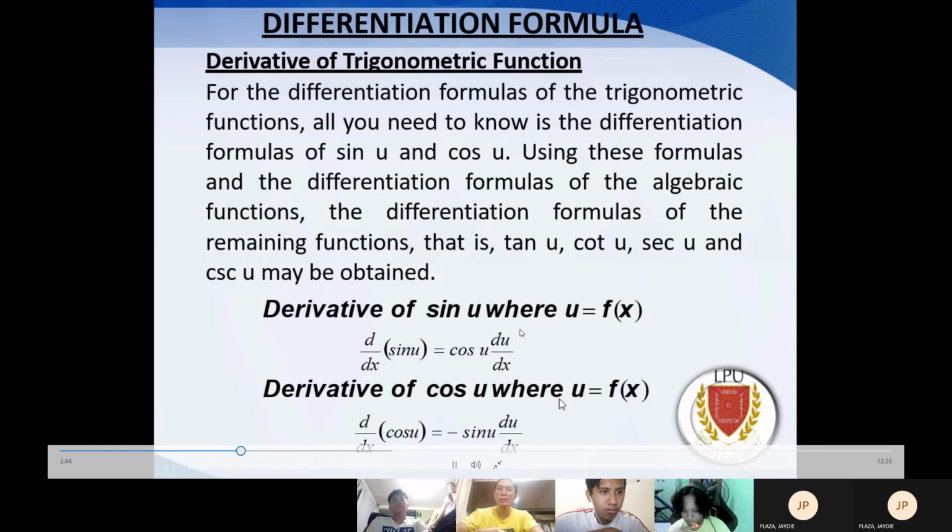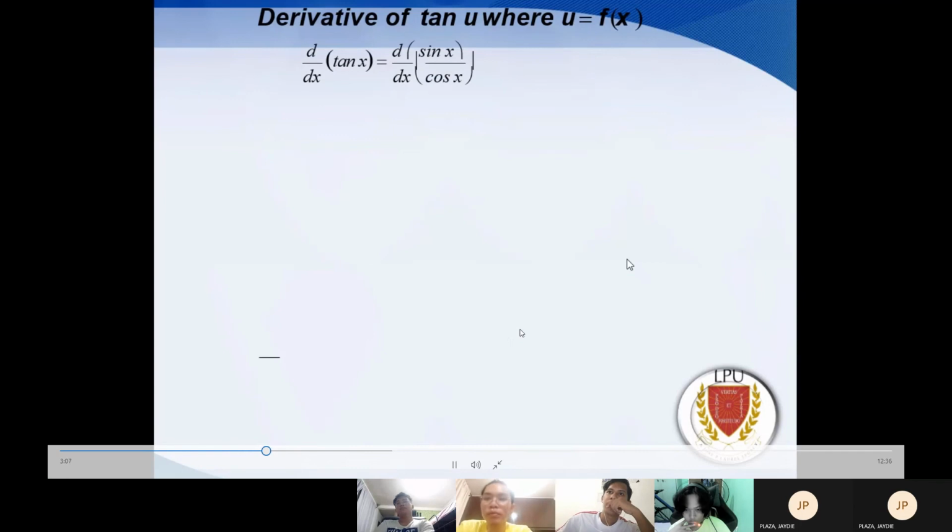While the derivative of cosine u, where u is f of x, is equal to negative sine u du over dx. From these two formulas, you can solve for the differentiation formulas of tangent, cotangent, secant, and cosecant using derivations and so on. But if you want to memorize also the formulas for differentiation of tangent, cotangent, secant, and cosecant, you may do so.